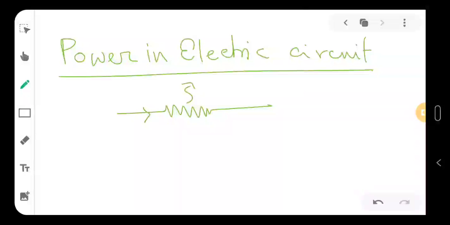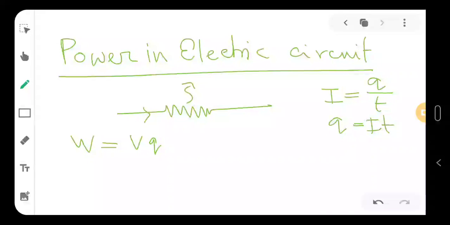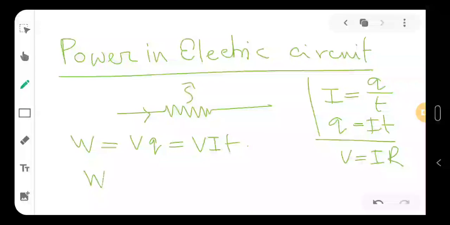So we can write that the work done, W, is equal to V into Q. Now we know that current is Q by T, so Q is equal to I into T. So we can write here V I T. This is the work done by current I in time T. Also we can use the formula V is equal to I R. If we use this formula here, we will be getting I square R T.